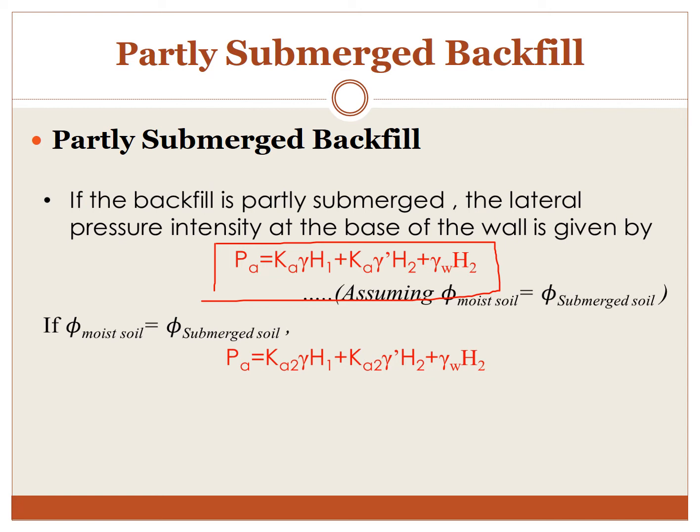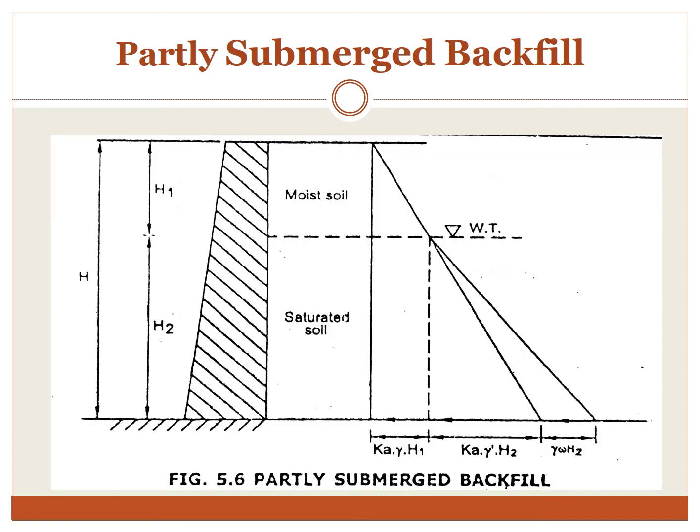Okay, H1 is the height of the moist soil, H2 is the height of the saturated soil, and H is the height of the retaining wall. Here is your water table. So the pressure diagram should be like that. This distance is determined by this equation, this distance by this, and this by this.